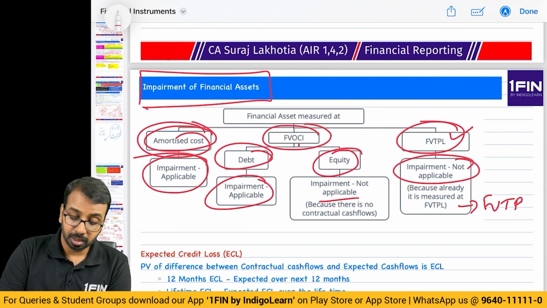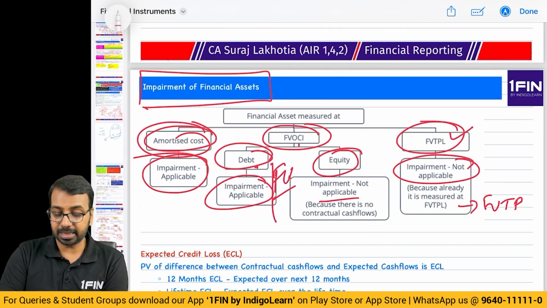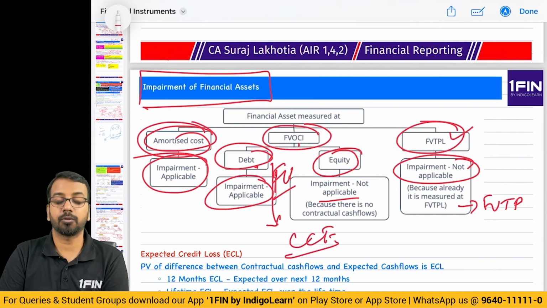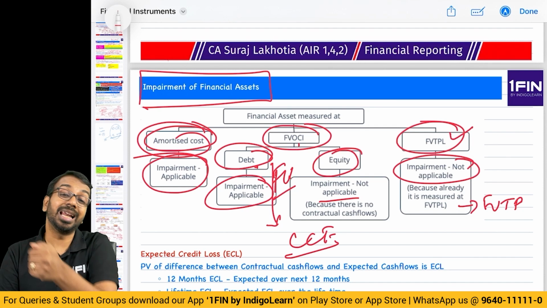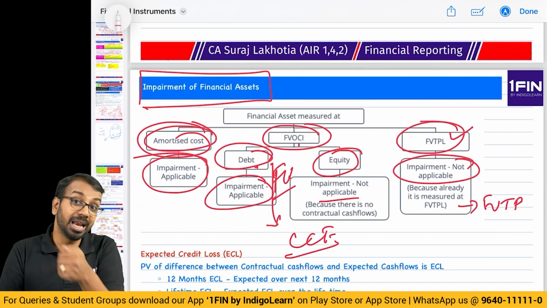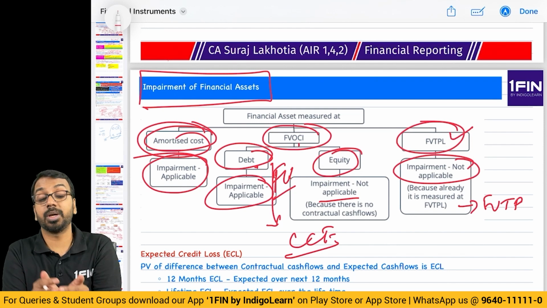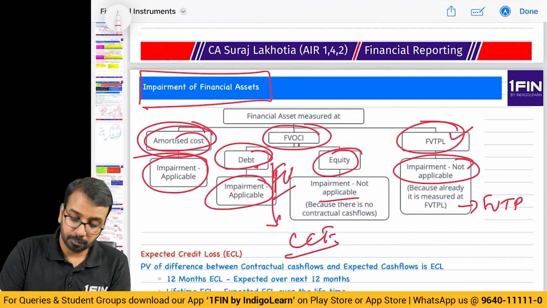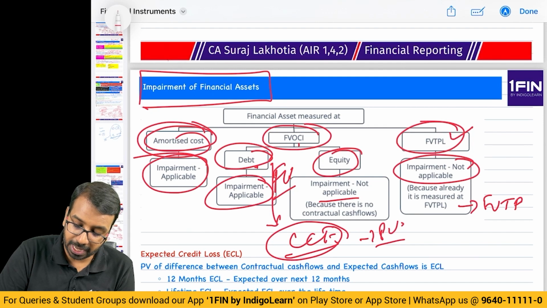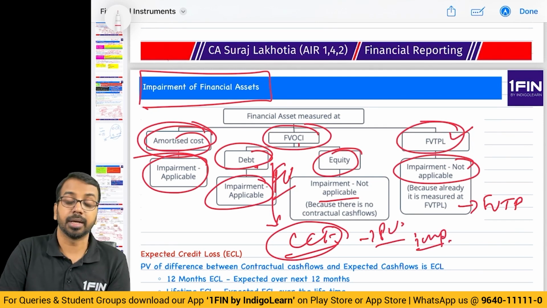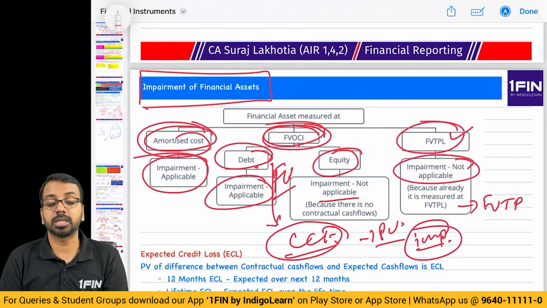Now, you say, sir, here also we are measuring it at fair value. How is impairment applicable? Here, debt has contractual cash flow. So, even if I am measuring it at fair value, if the present value of contractual cash flows is less, then this may be further impaired. So, first, I will calculate what is the contractual cash flow, what is the present value, and is there an indication of impairment. Second thing is, fair value gain or loss is taken to FVOCI, and impairment loss is taken to P&L.